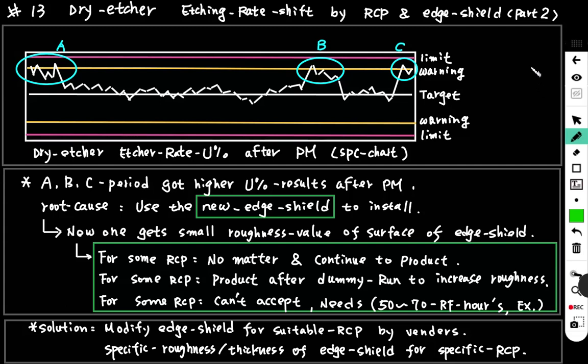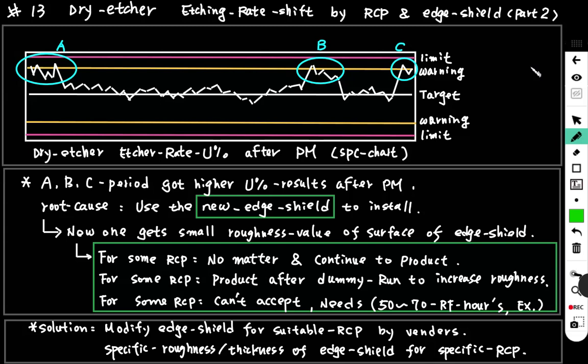Hello everyone, we're going to talk about the Dry-etcher, etching-rate shift by RCP and edge shield. This is part 2. As we talked about next time about edge shield. This is part 2.